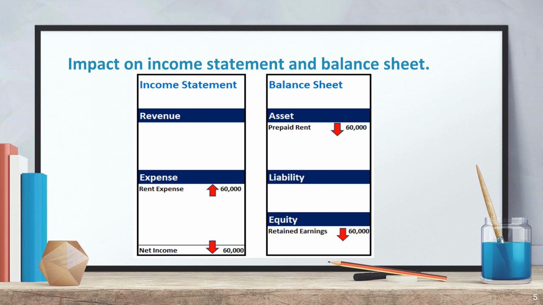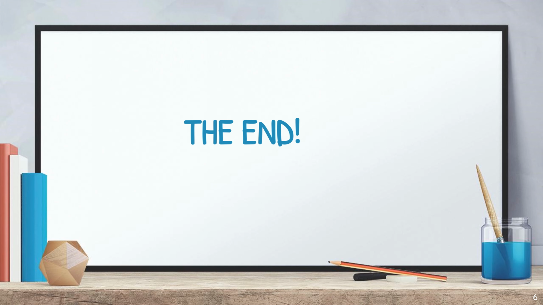As for the income statement, the rent expense increases by $60,000, reducing the net income by $60,000 for the period. And there you have it. Understanding prepaid expenses and their impact on financial statements is crucial for accurate reporting.